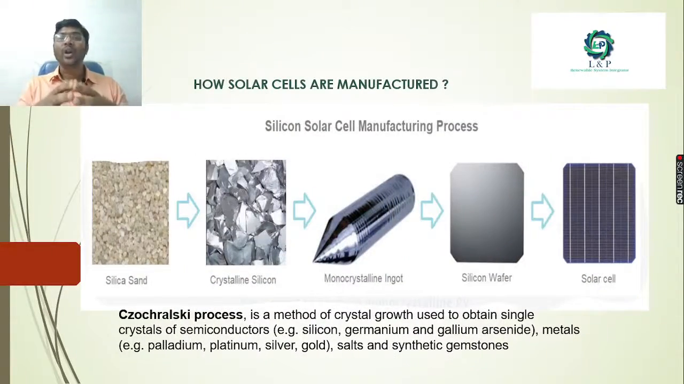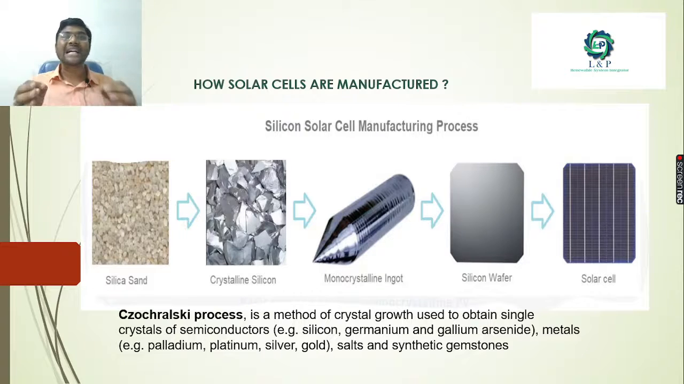Now let us try to know how the solar cells are manufactured. The basic thing for solar cell manufacturing is silica sand. It is processed with the help of the Czochralski process. It is a method of crystal growth, which is used to obtain single crystals of semiconductors, normally silicon, germanium, gallium. We extract these through this process. He is the scientist who discovered it, so that's why it is called by his name, the Czochralski process.